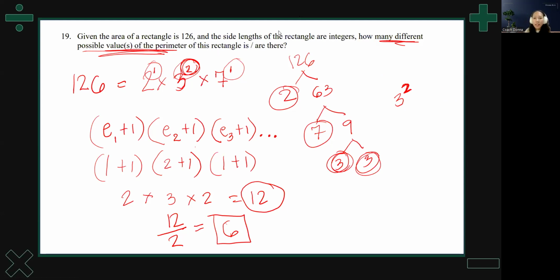Question. Yes. Excuse me, Coach. Yes. When are we going to use this formula? What kind of problems are you going to use this formula for? All right, let's go back to the question. Going back, if you're being asked for different possible values of a perimeter of the rectangle, that's when we use this formula.